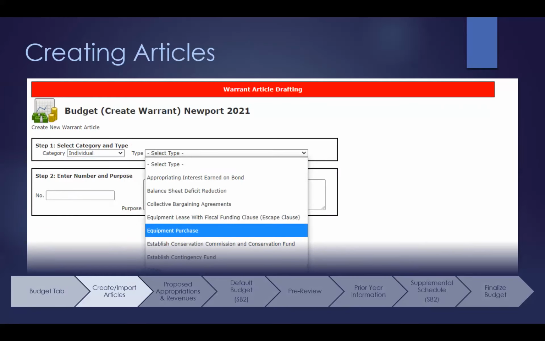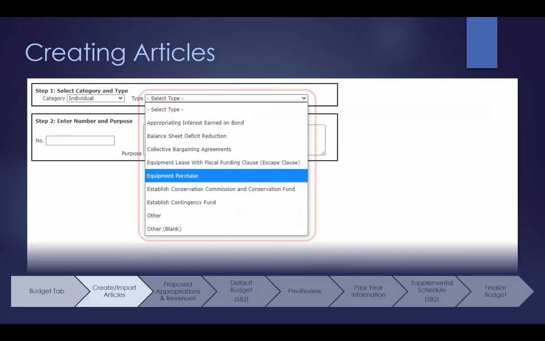And it's this category and type that control the suggestions for the warrant article language and whether or not it's a monetary article. So we picked our category as individual. We're going to go in and here we'll just select equipment purchase. And then once I pick this type, you'll get some additional steps that appear below.